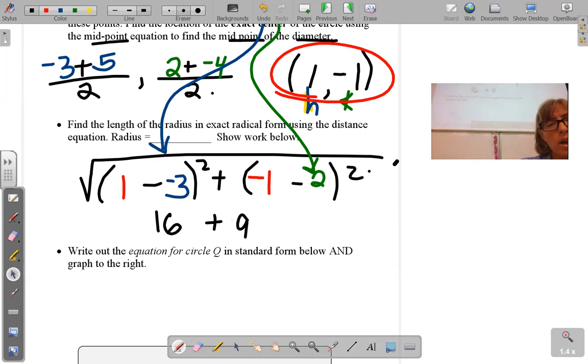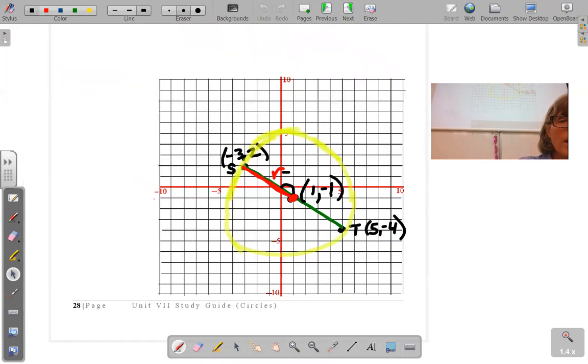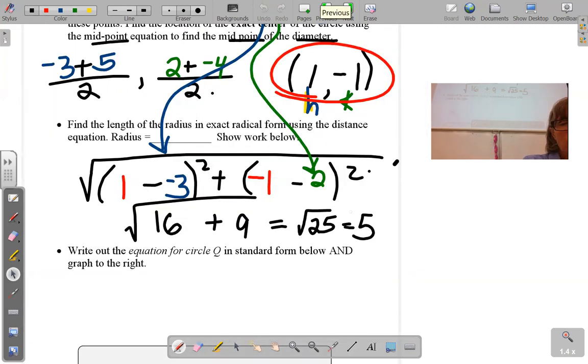9. Great. And all of this is under the radical sign. Landon, 16 plus 9? 25. And root 25. Kai, what is the square root of 25? 5. So we just found our radius length, which is 5. I boxed this and put radius is 5.